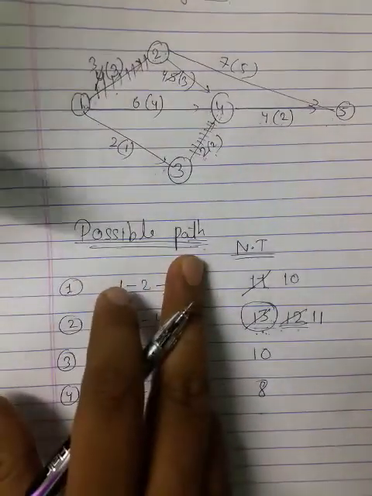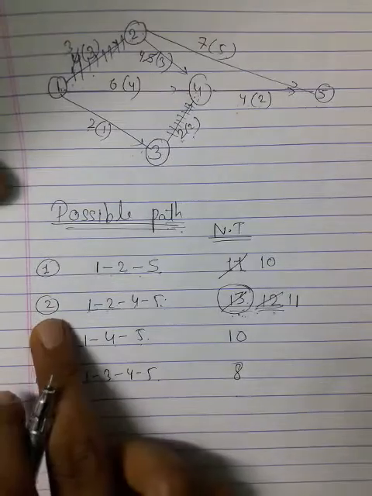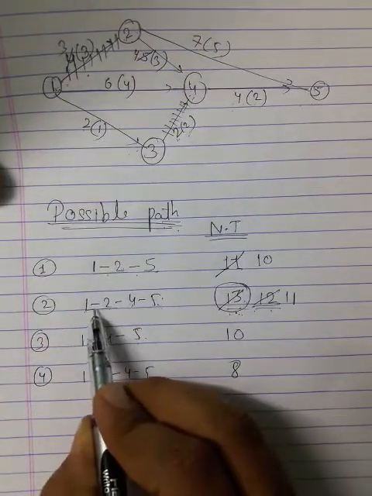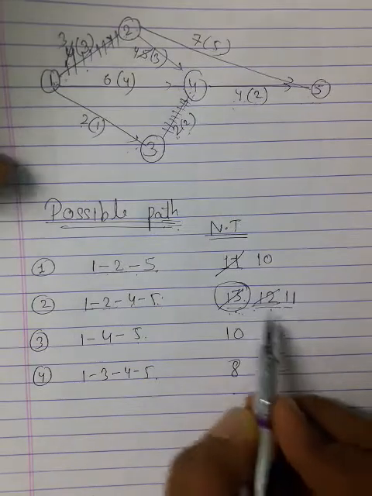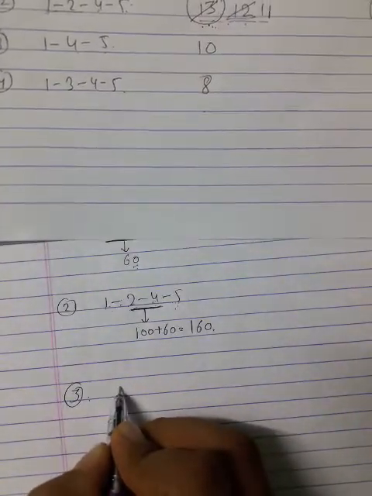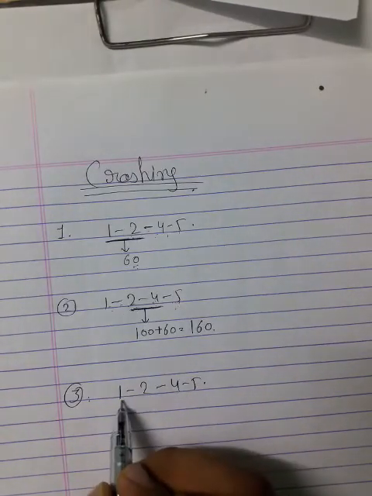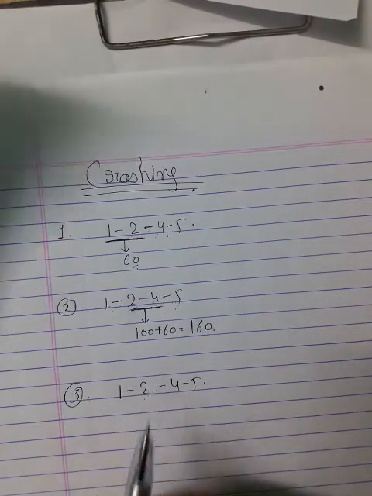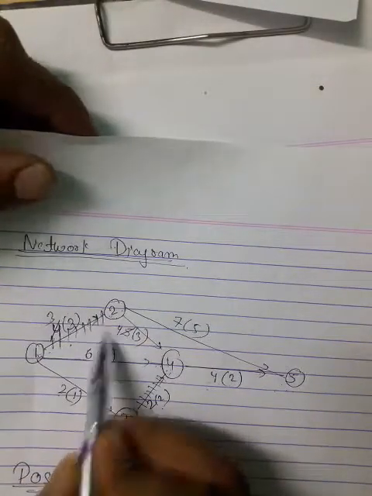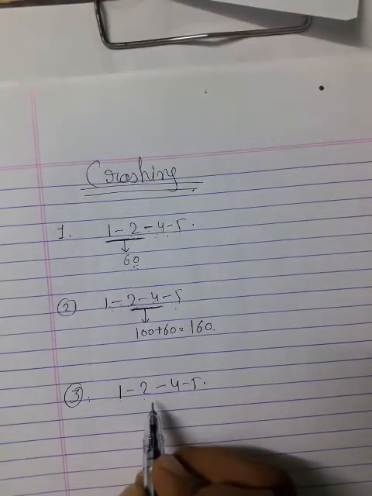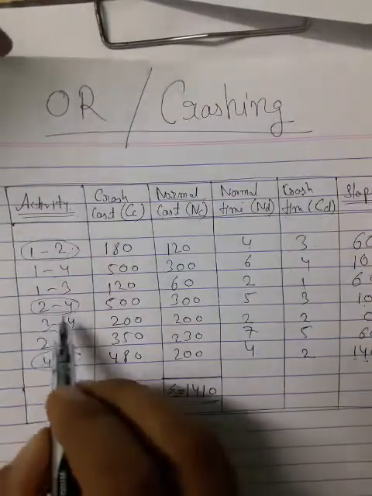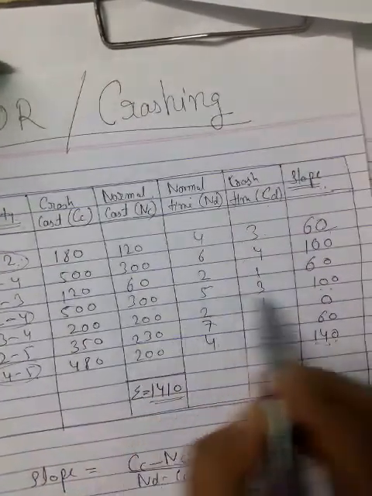In the third crashing, again you have to check, go for the possible path step, and check which path has the maximum value. Again the same thing, 1 to 2, 2 to 4, 4 to 5 has the maximum time. You have to crash here only. Again you have to check which has the minimum value. I can't consider 1 to 2 because I have already crashed it, further crashing is not allowed here. So the minimum value is 2 to 4, which is 100.